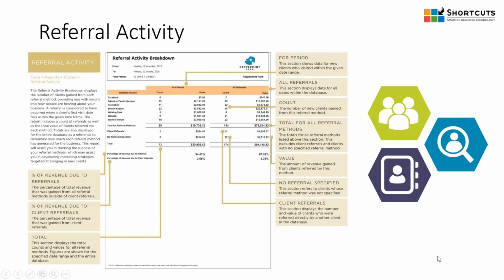All right, the next one here is our referral activity report. This one takes a look at your referral methods that you have set up in Shortcuts. So is it Facebook, Instagram, how am I getting referrals, as well as our client referrals. It will show us the amount of money that's coming from our referral methods versus the amount of money that's coming from client referrals directly. And then how many come from no referrals specified. It breaks that information down for us into percentages.